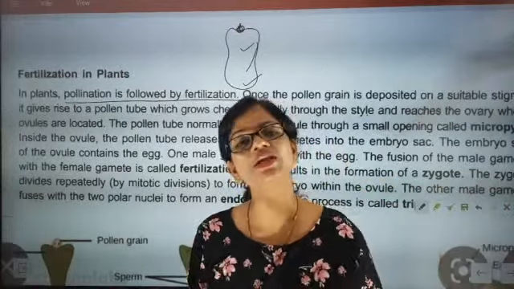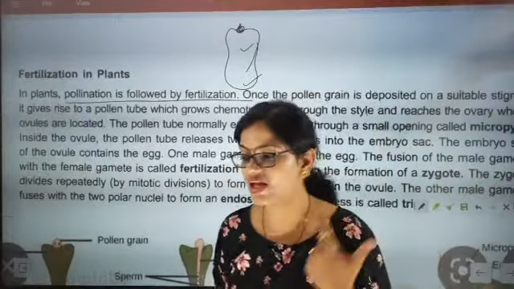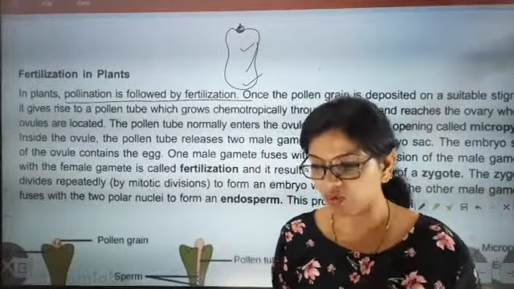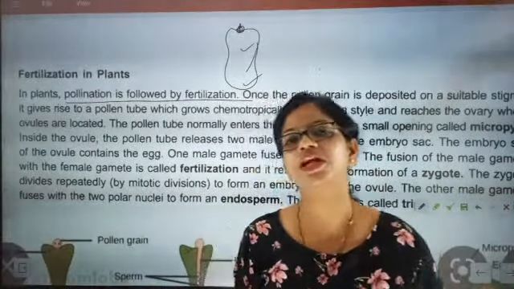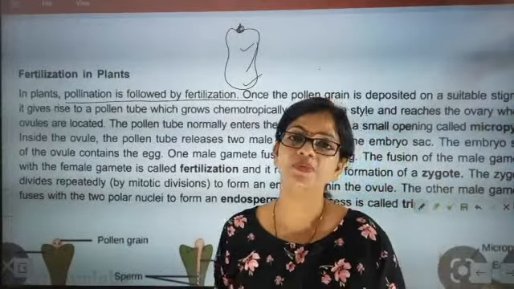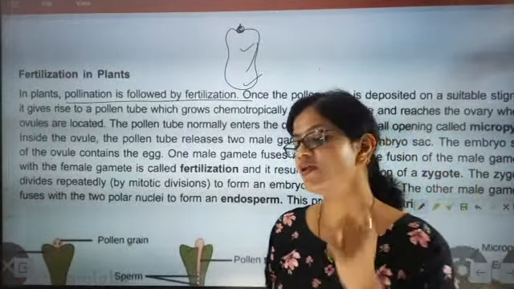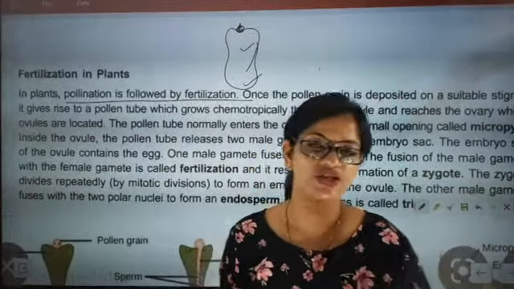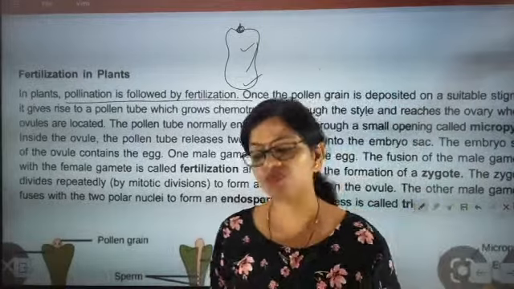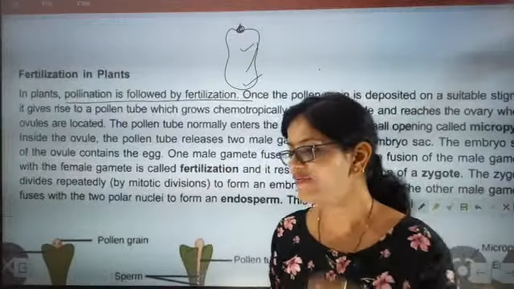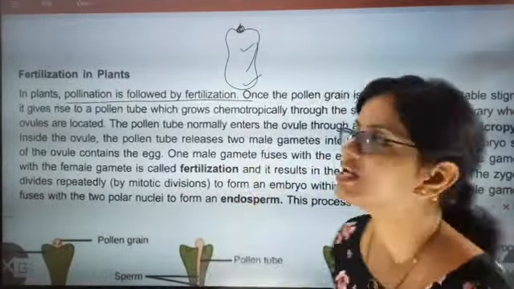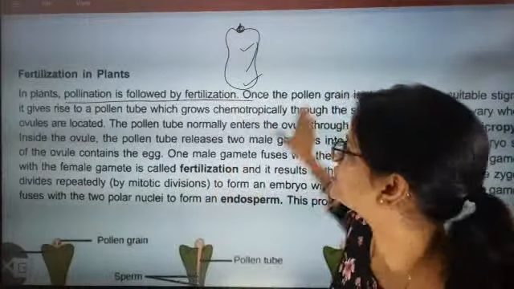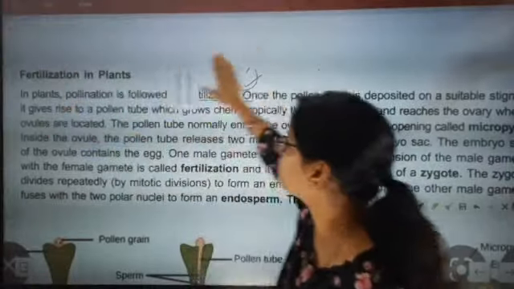Now after pollination comes fertilization. Kavya, in the last class you had this doubt, that pollination itself is fertilization. No beta, pollination itself is not fertilization. After pollination, when the pollen reaches the female reproductive part, then only fertilization will take place. I hope you have now understood the difference between pollination and fertilization: first pollination, then fertilization.